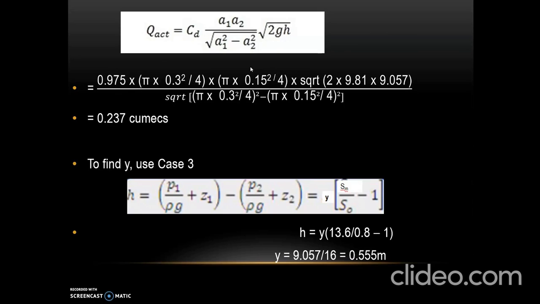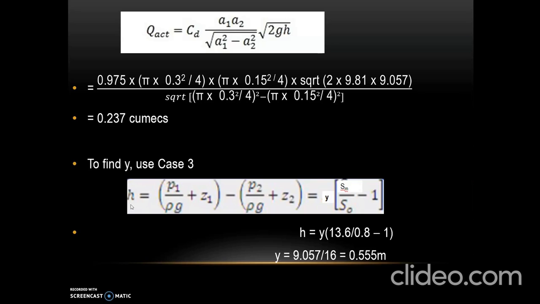A1 into A2 into square root of 2GH divided by square root of A1 square minus A2 square. So finally we get 0.237 meter cube per second as Q actual. Now we have to find the value of Y.